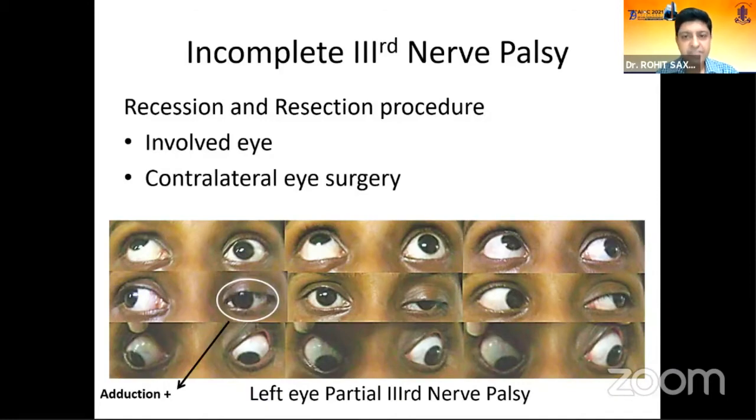So I would be saying that more often or very frequently, we are able to manage with a supramaximal recess-resect procedure. So we must remember that in a paralytic strabismus, the comitant surgical rules do not actually apply. So the limits that you generally place for a comitant strabismus would not be true here, and you may have to do a much larger amount of surgery. So you could do the involved eye or the other eye.